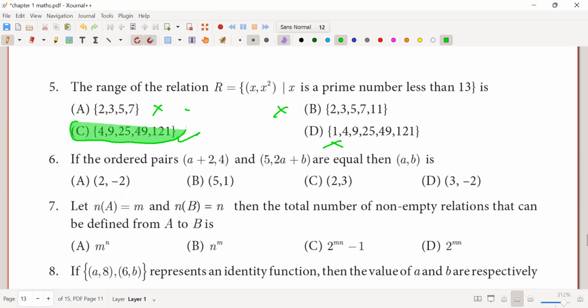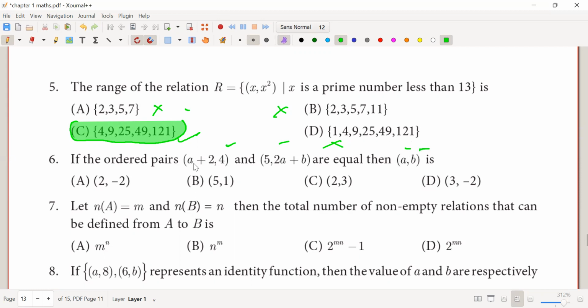For a multiple choice question, the best way to answer is ignoring the wrong answers first and minimizing the number of options. Then, out of the options, which would be the right one. This one: they are given two pairs which are equal. They want A comma B.